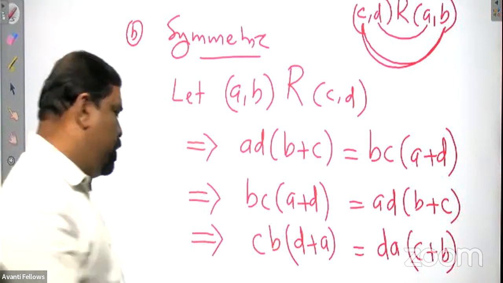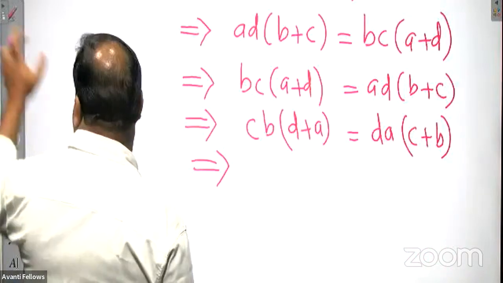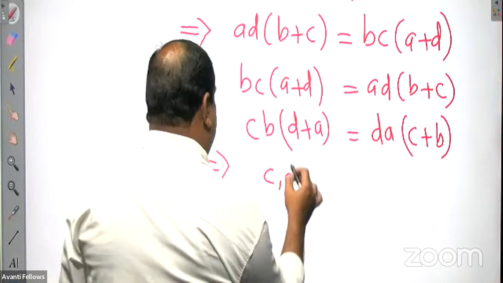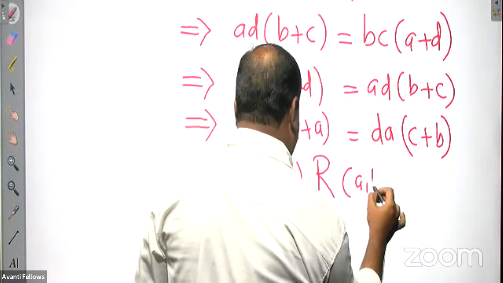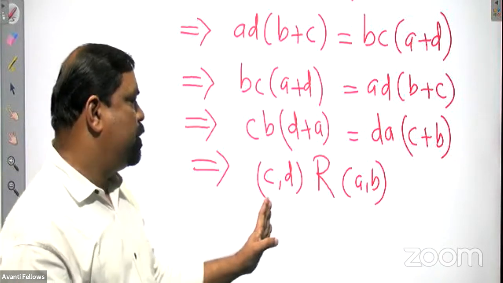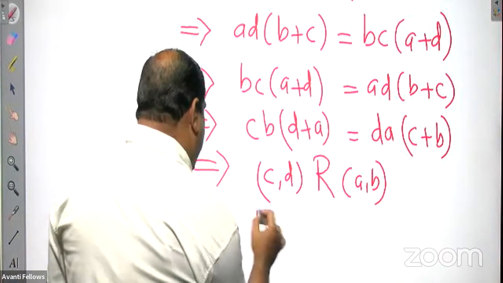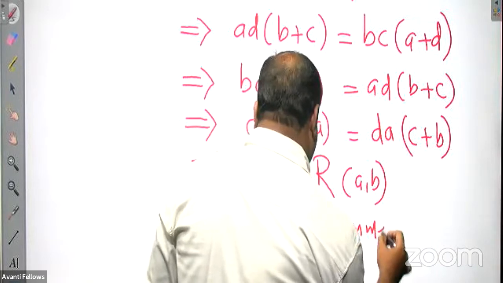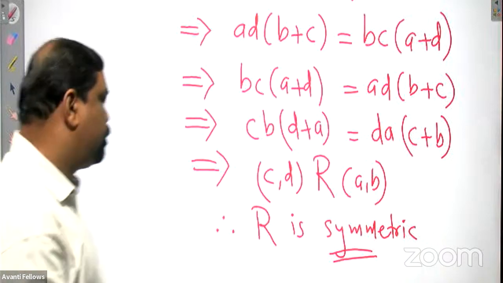So this indicates CD is related to AB, isn't it? CD is related to AB. So it is symmetric. So we have proved that this is symmetric. Clear?